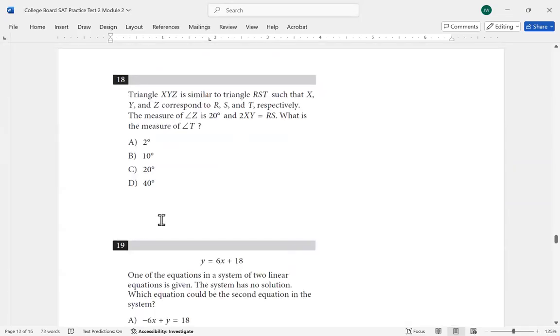For question 18, we have triangle XYZ is similar to triangle RST such that X, Y, and Z correspond to R, S, and T respectively. The measure of angle Z is 20 degrees and 2XY is equal to RS. What is the measure of angle T?